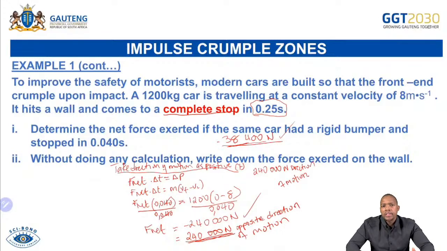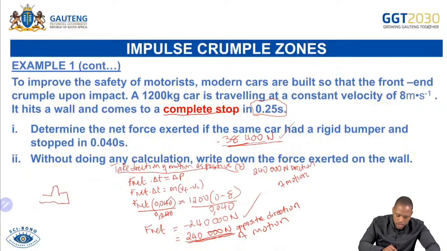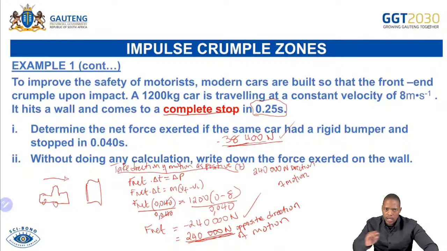And how do I get this answer? Again, as I explained in the previous slide, as the car approaches and hits the wall, it approaches in the direction of motion. Therefore, the car will exert a force in the direction in which it is approaching. The wall will exert a force in the opposite direction. And these two forces must be equal in magnitude, opposite in direction. This is according to Newton's third law of motion. That's why the force on the car is 240,000, opposite direction of motion, while the force on the wall is 240,000 in the direction of motion.